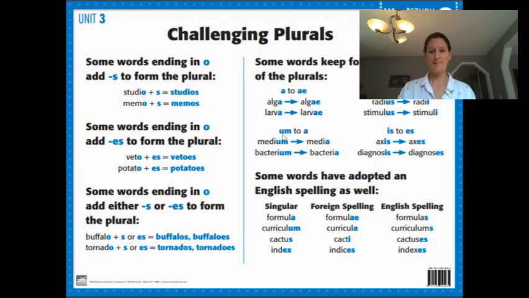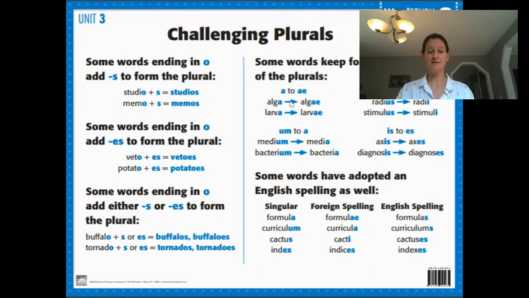Here's another one. Some words have UM at the end, and when there's a plural, it changes to A. For example, medium. As soon as you have more than one medium, then we say media. Bacterium. As soon as there is more than one bacterium, we say there are bacteria. There are also words that end in IS, like axis, but when there's more than one axis, then we would say axes and add the ES instead. Same for a diagnosis. If there is more than one diagnosis, then we would change it to diagnoses.